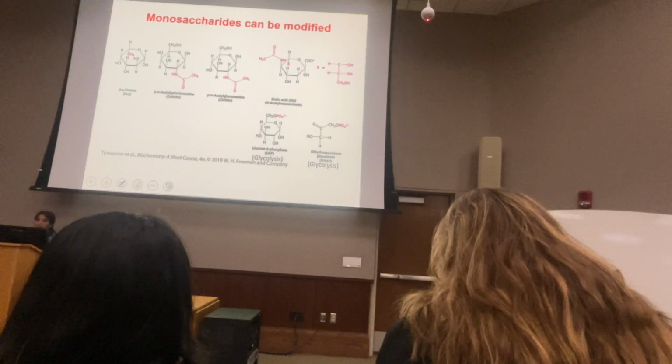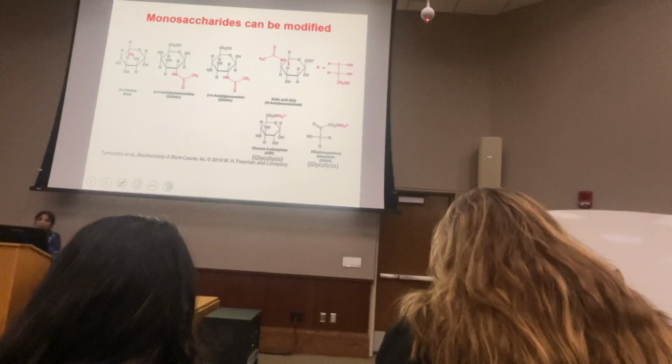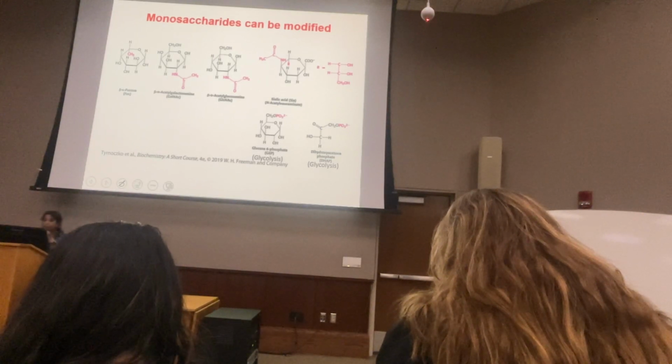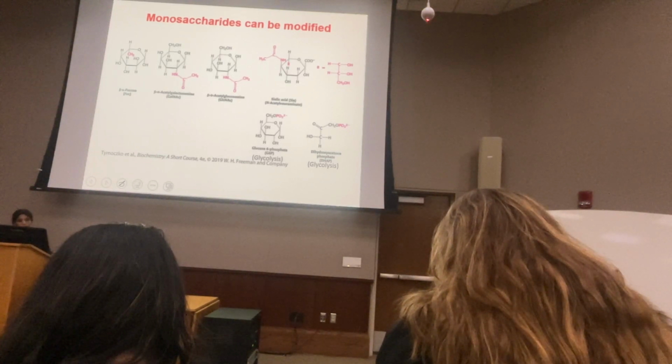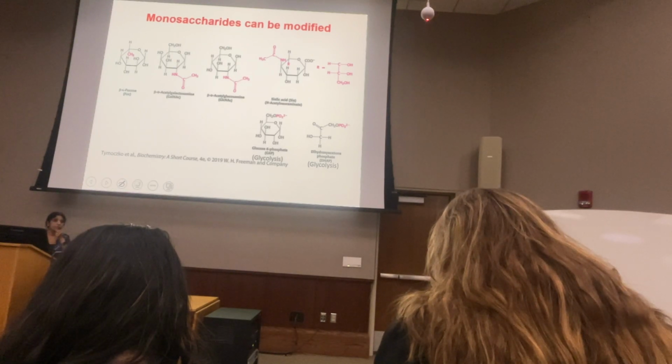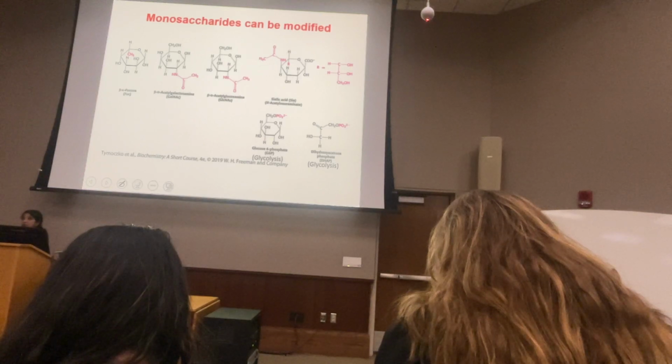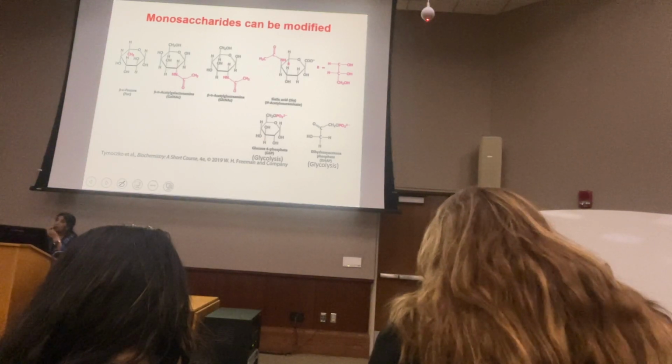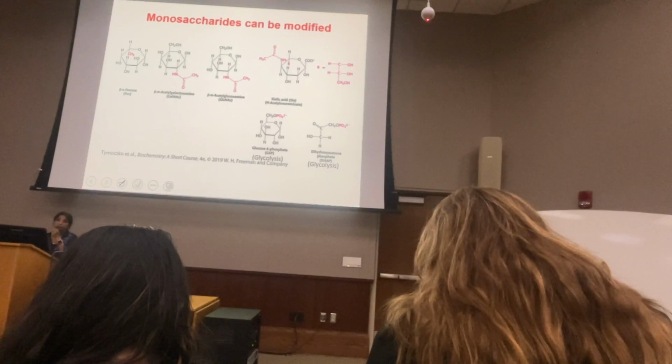Okay, so any type of monosaccharide can be modified. I'm just going to point out a couple of them here. Glucose can be phosphorylated at the carbon 6 position to become glucose 6-phosphate. That's actually the first reaction that happens in glycolysis. So there's one of your modifications.